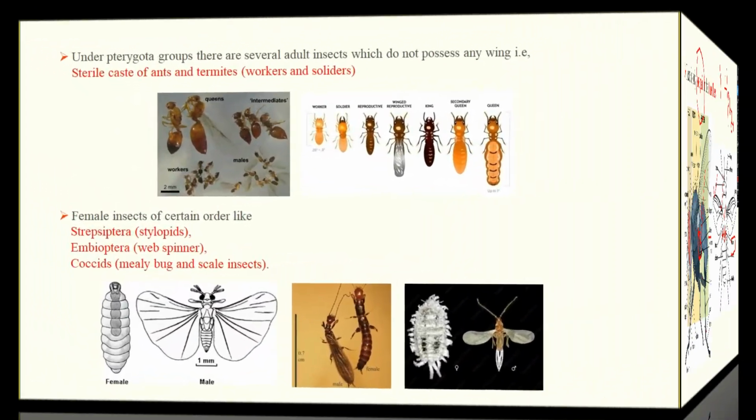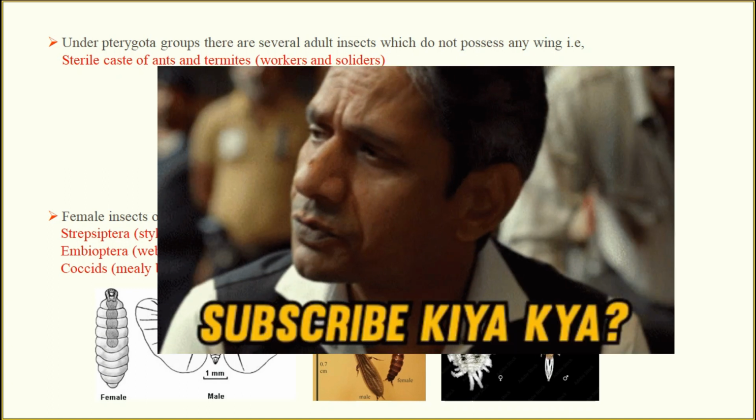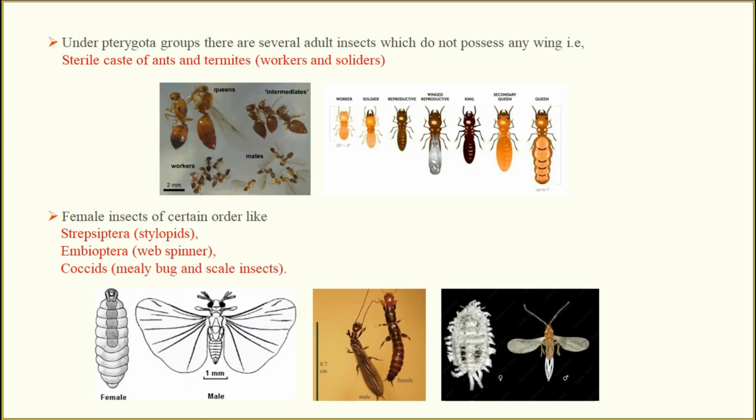So next you see, some other insects are also there. Their wings are not at all developed. Though, as I told, out of 29 orders, 4 are Apterygota, that means they do not have wings, whatever may be the situation. But some insects are also there, though they are Pterygota, still they do not possess wings. For example, under Pterygota, several groups are there of adult insects which do not possess any wings.